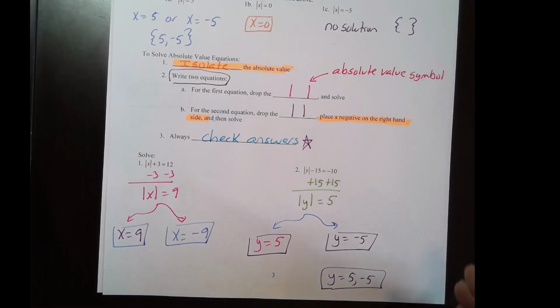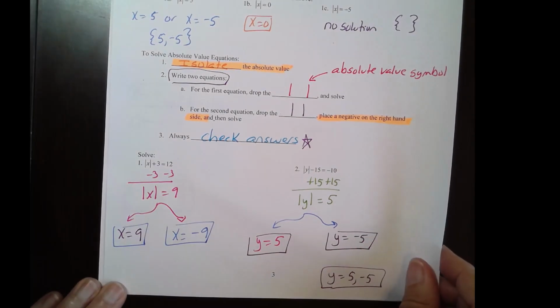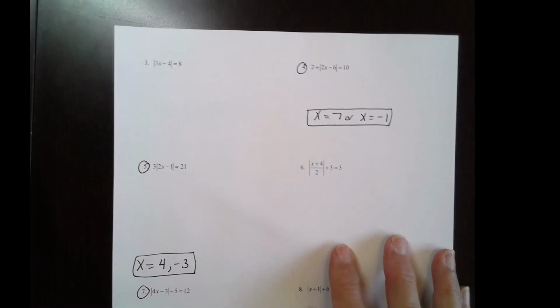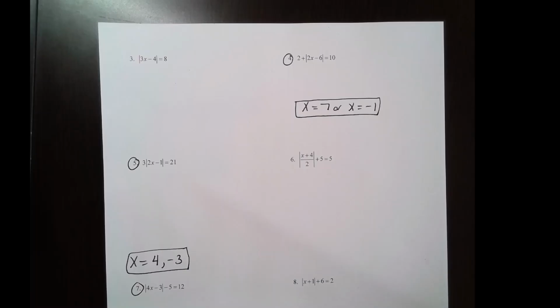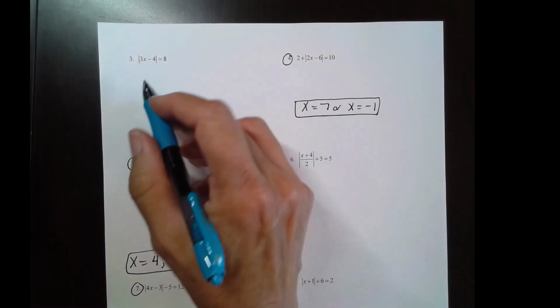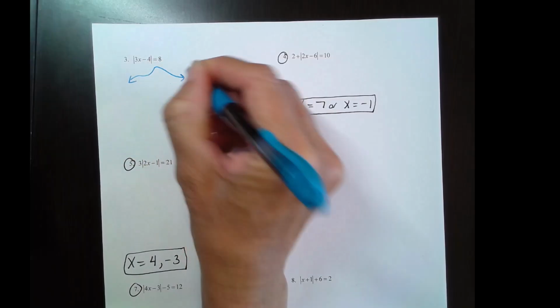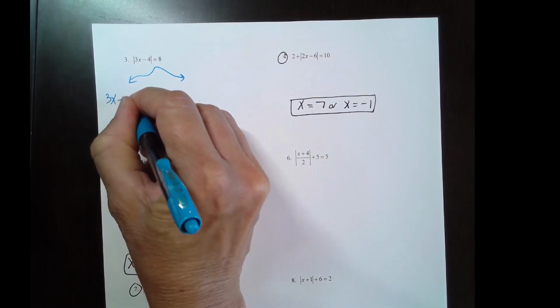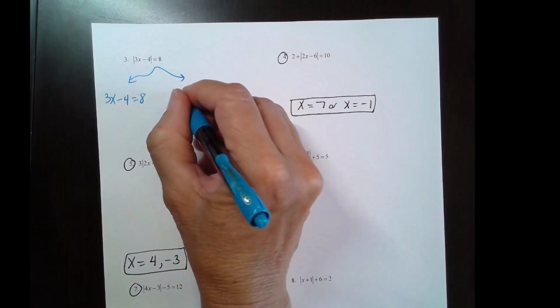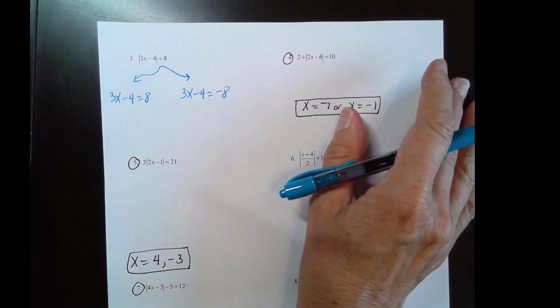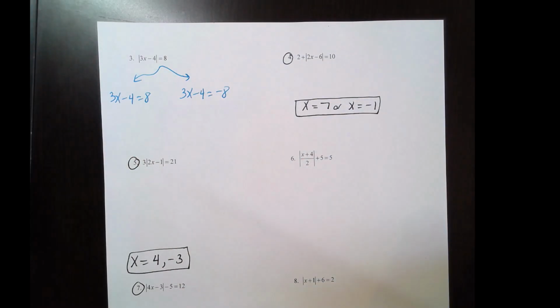So now let's look at some problems that require a little bit more work to solve. For example, number 3, absolute value of 3x minus 4 equals 8. First things first, make sure the absolute value is isolated. Second thing is we want to break it up into our two equations. First equation, we drop off the absolute value and equal it to a positive 8. Second equation, drop off the absolute value and equal it to a negative 8. So 3x minus 4 equals positive 8, or 3x minus 4 would equal negative 8. And then we'll solve each equation individually.